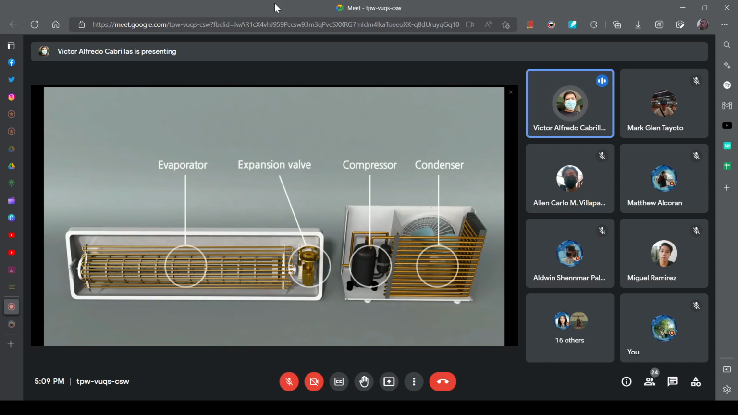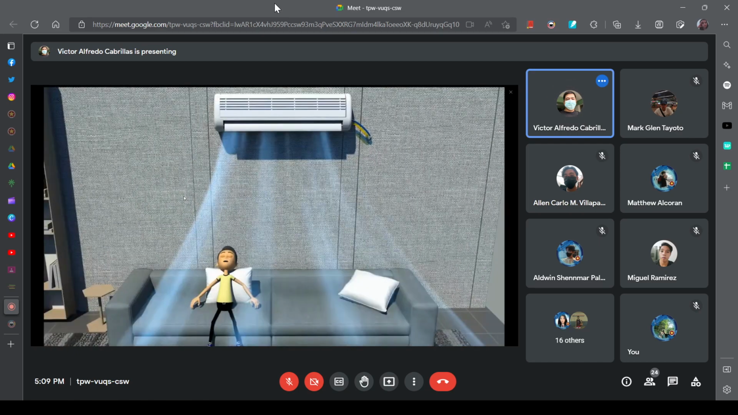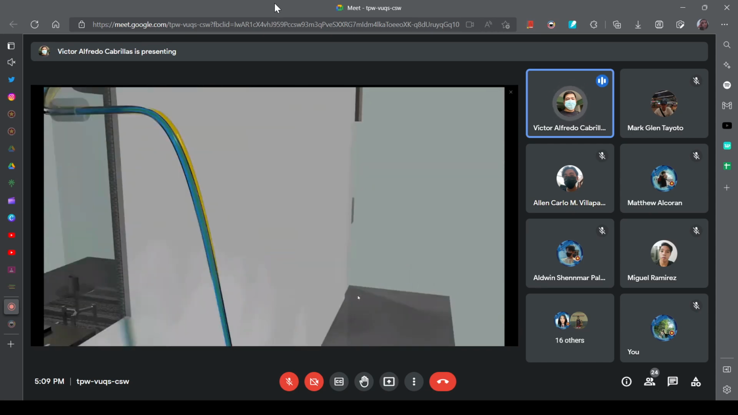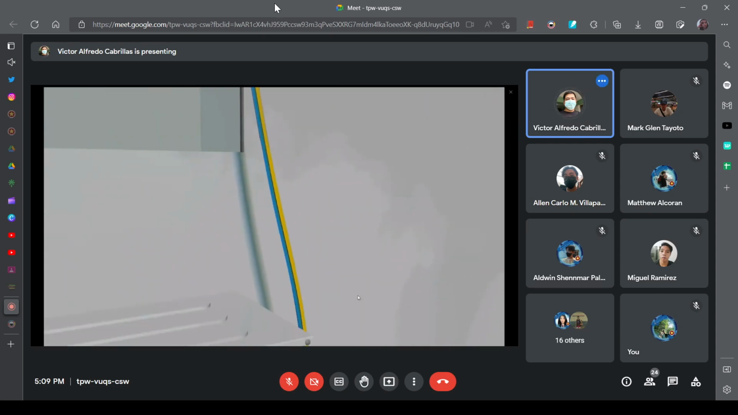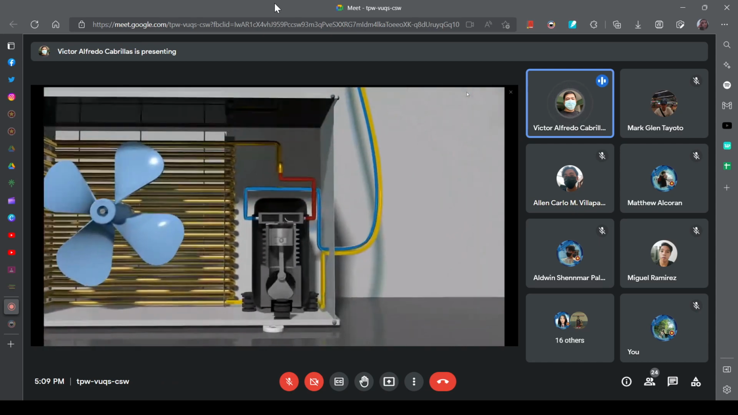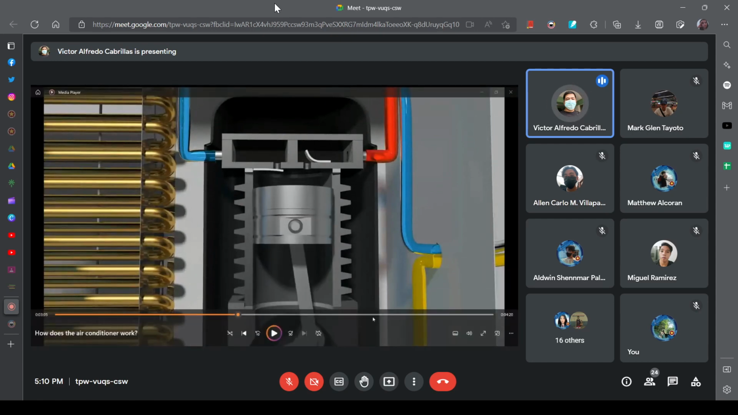Now, let's dive deeper into the functions of each mechanical component of an air conditioner. In the evaporator, refrigerant loses heat and is evaporated as gas into the compressor. When a piston compresses the gas refrigerant, its pressure rises, and so does its temperature. So always remember, high pressure, high temperature, low pressure, low temperature. So always together.